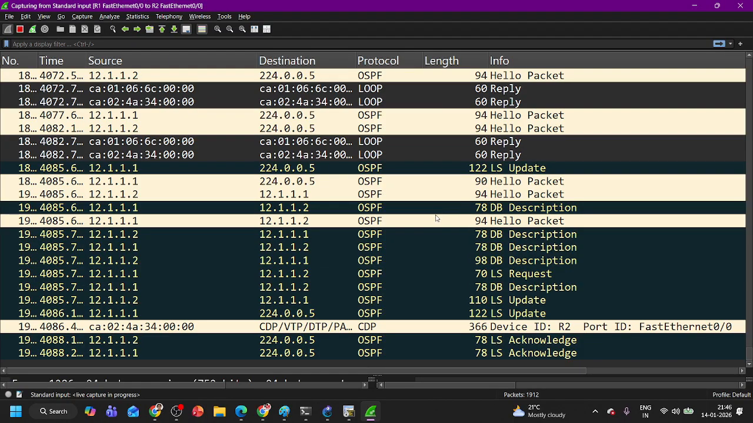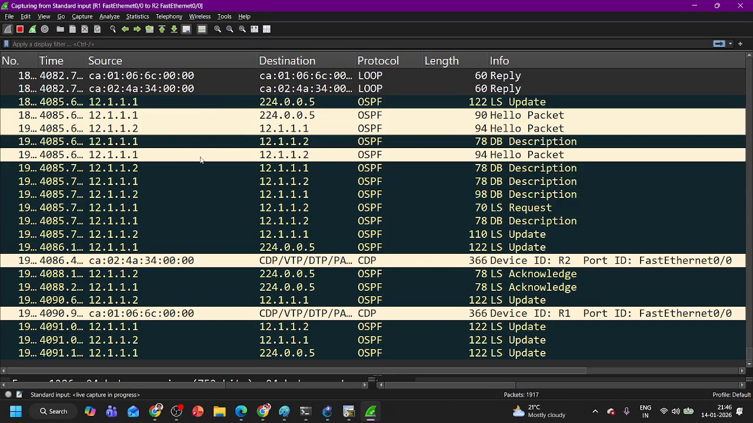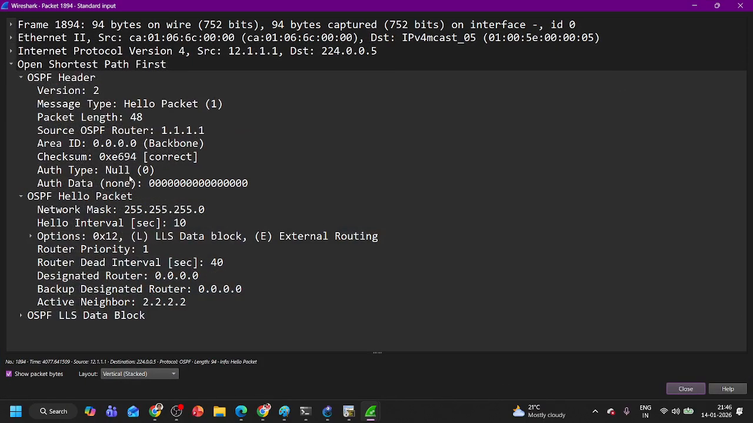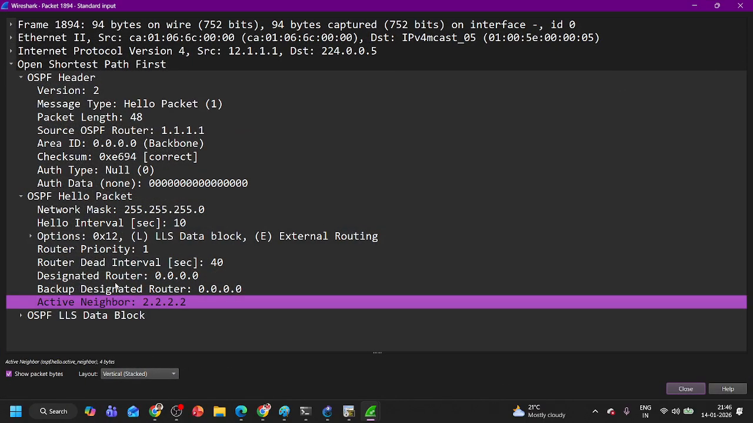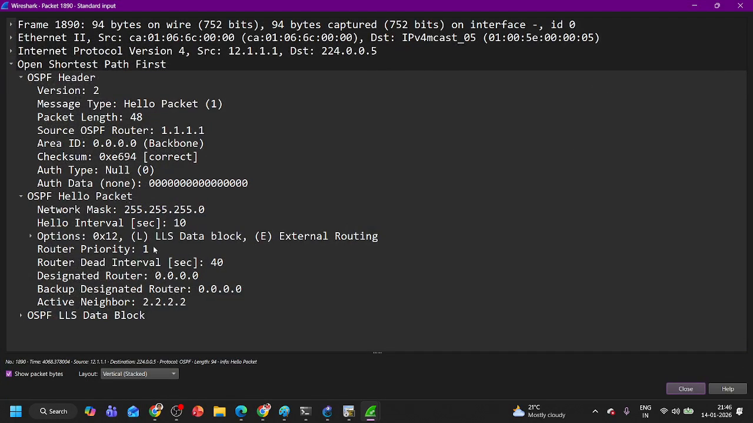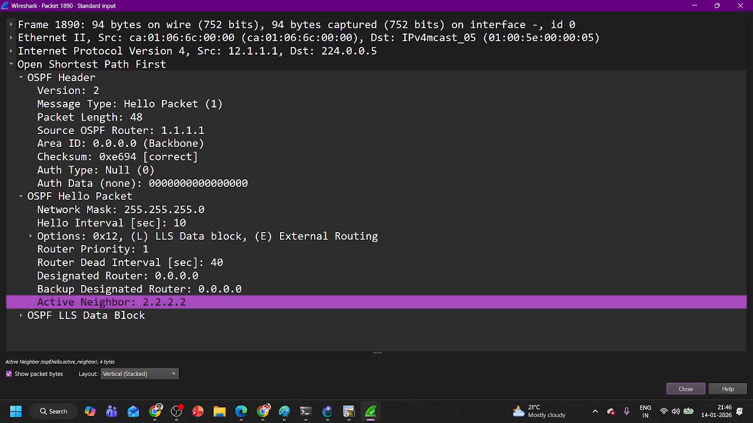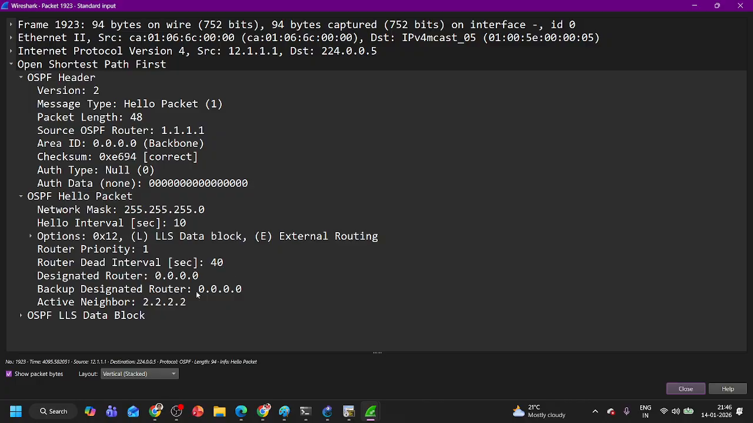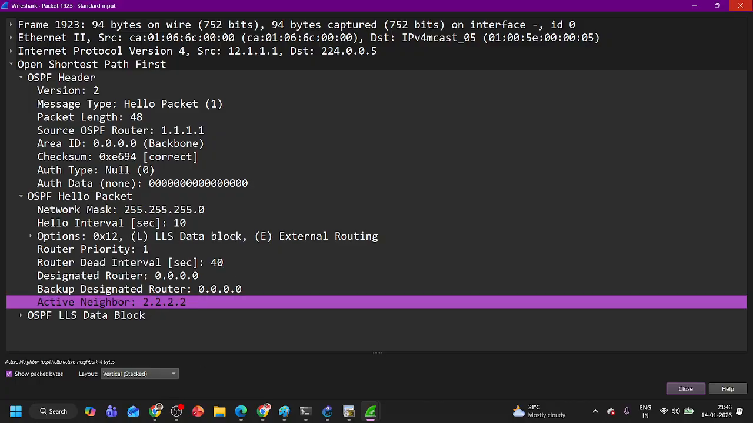OSPF process is cleared. Here is the first hello message of router 1. If this is the first hello message of R1, then here you will not find the neighbor router ID. Here you can see active router ID information is there. It means this is not the first hello message. If you check this hello message, active neighbor information is there. Yes, there. This is also not the first hello message. What about this one? Active neighbor router ID information is there.